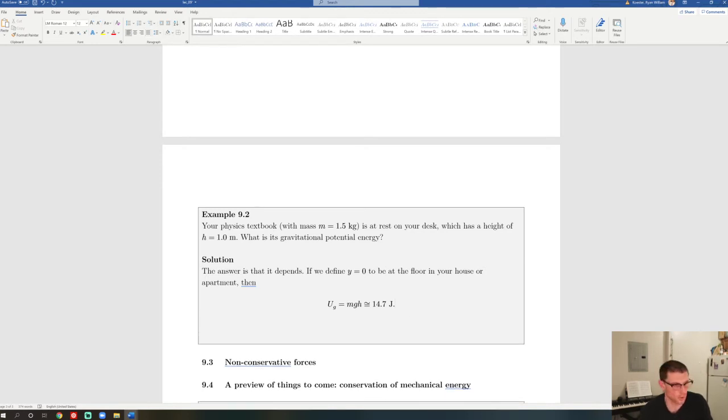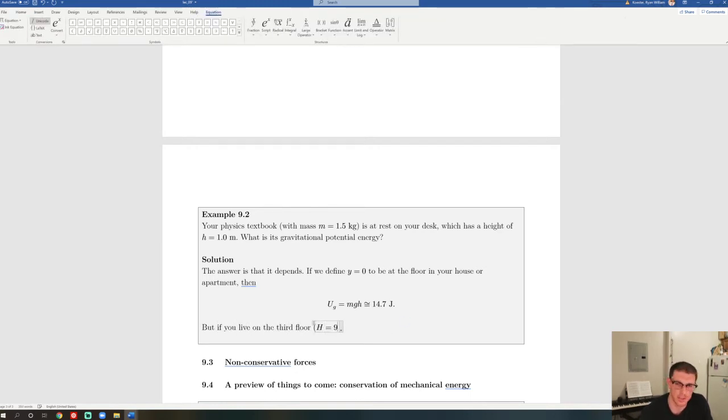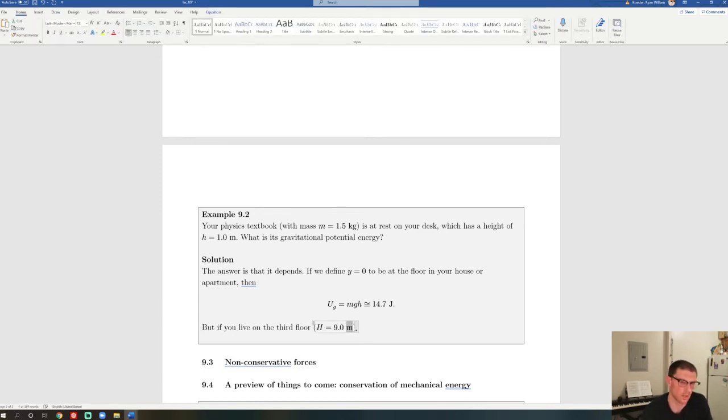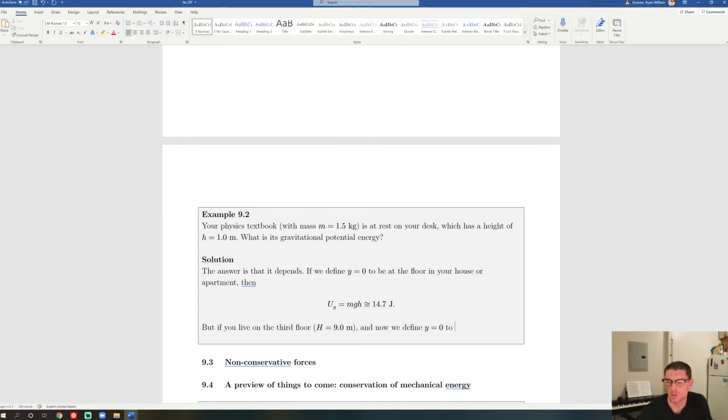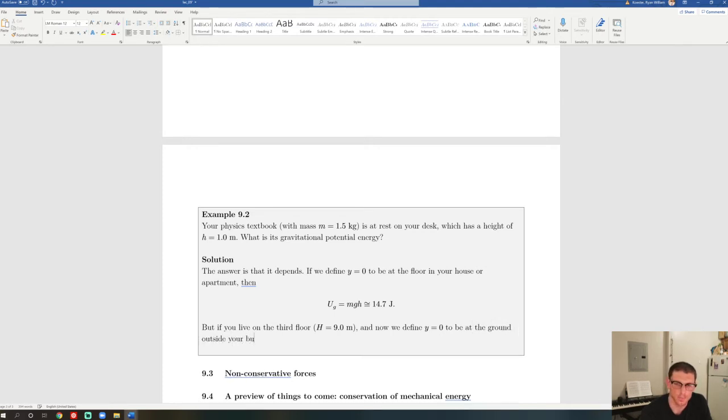let's say you live on the 3rd floor, right? And let's say that the 3rd floor is at about a height of 9 meters. And now we define y equals 0 to be at the ground outside your building.